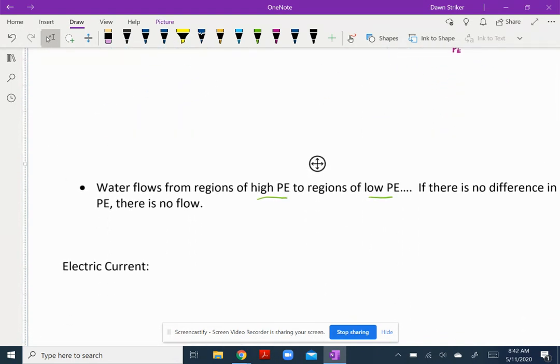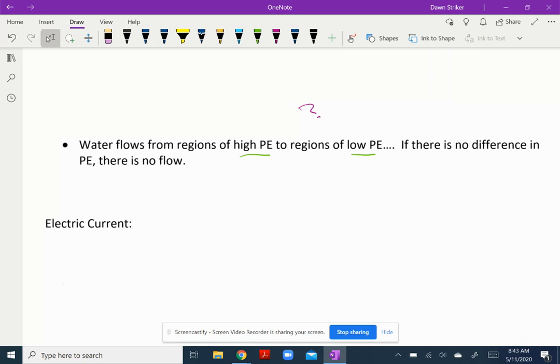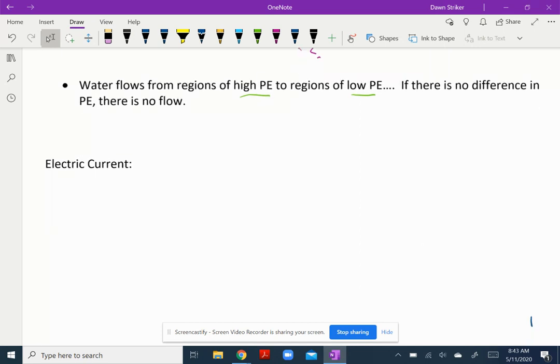All right. And so I wrote that down here. So water flows from regions of high potential energy to regions of low potential energy. If there is no difference in potential energy, there is no flow. So we use that exact same analogy to talk about electric currents, only now we're talking about electrical potential energy.